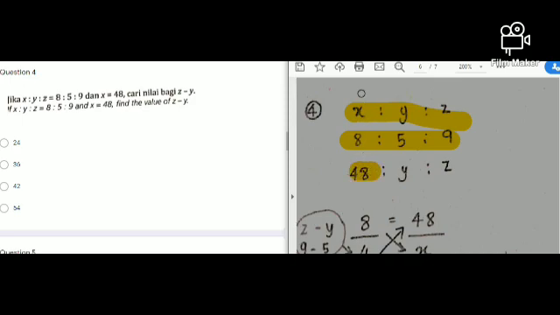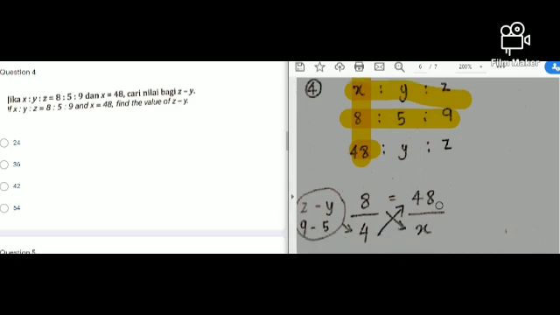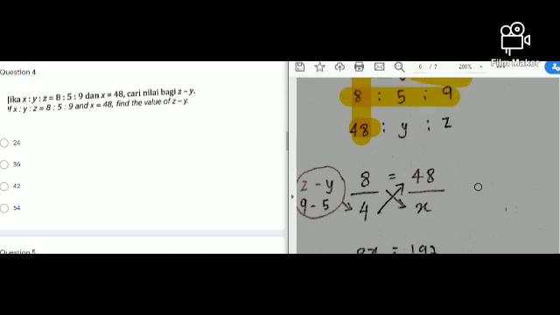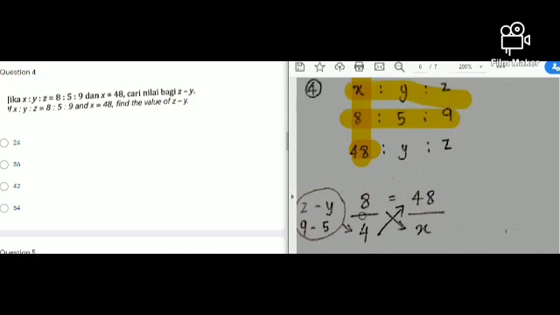But it is already given that x is 48. So you write in one row, x is 48 like this. But for y and z you don't know, because it's not given there. So you need to find it. Since the question asks z minus y, you write z minus y is 9 minus 5, because it said that z is 9 and y is 5, right? So 9 minus 5, you will get 4.